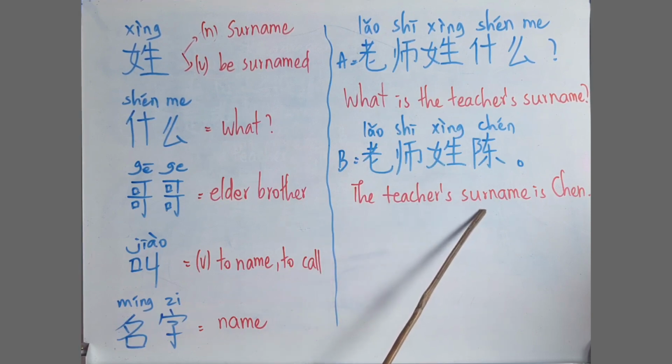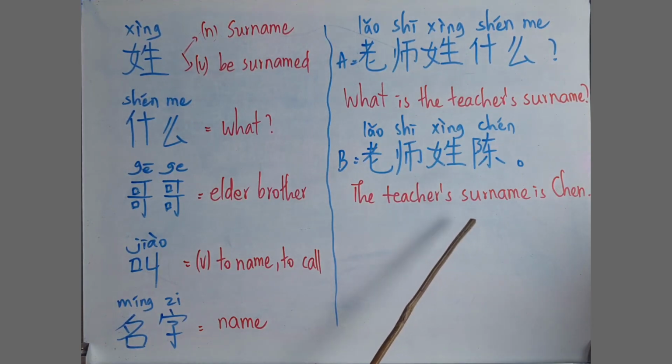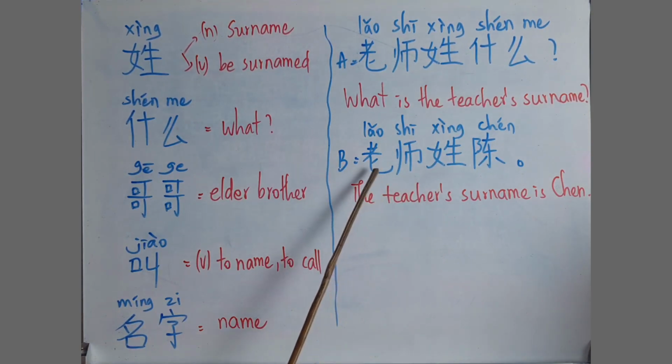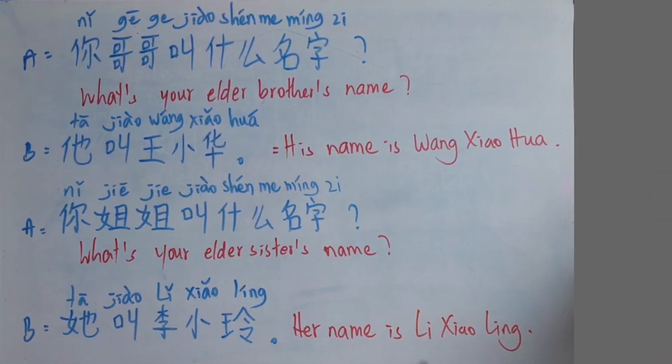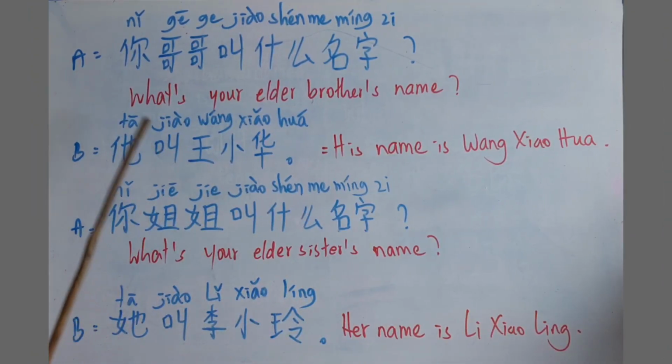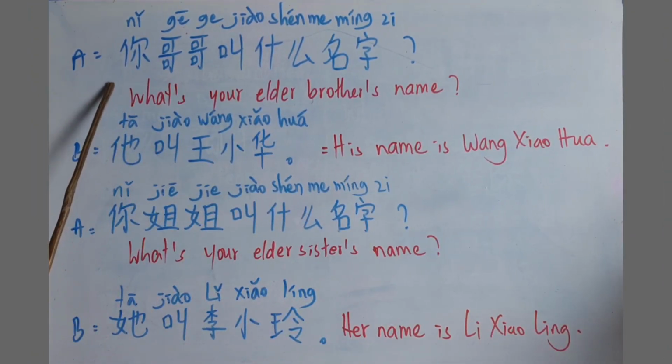Okay everyone, it's not very difficult to learn Chinese. There's nothing difficult to remember, and no complicated grammar here. It's just a simple thing you can learn in order to ask about someone's surname. So now let's learn how to ask someone's name.